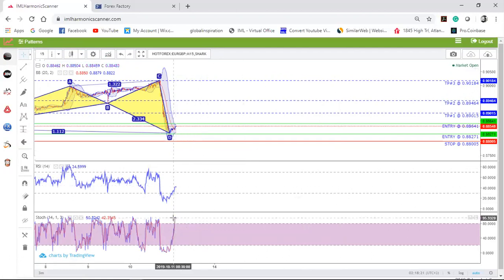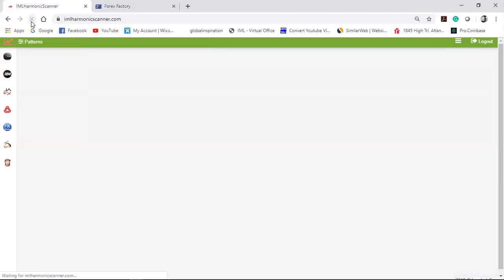Because look at where this is. The stochastic is up here. So what does that mean? That means sell. The stochastic is high, so it's sell. All right, so forget that one. Let's see if another one comes up. Those are all old.